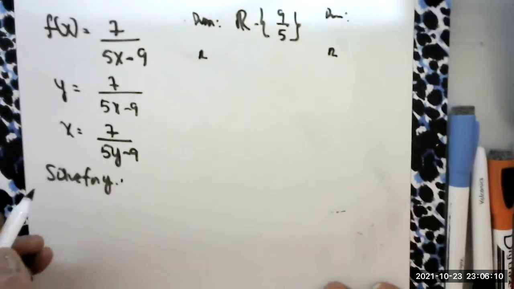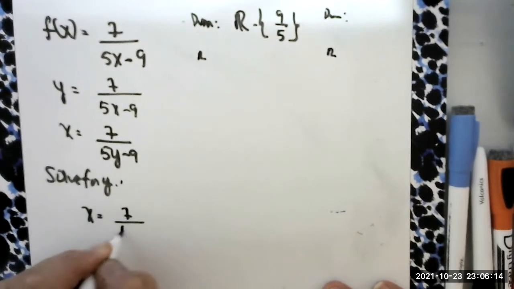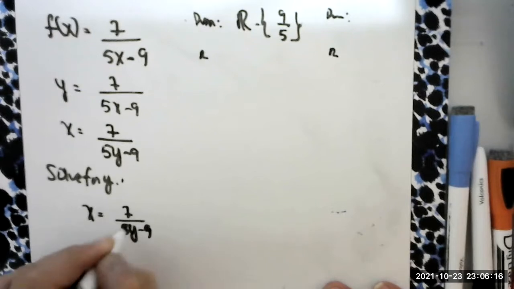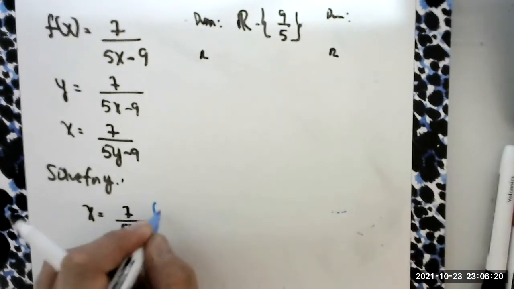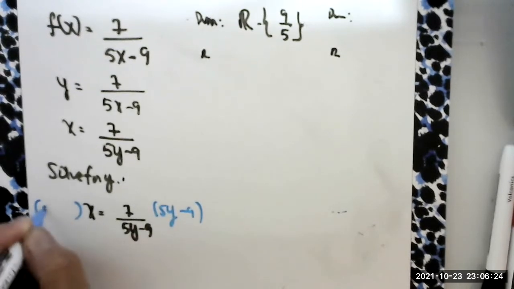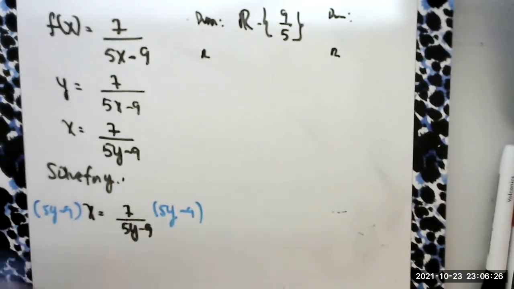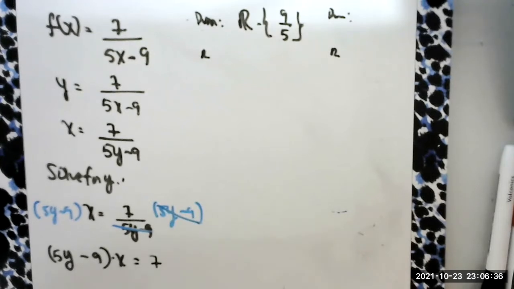How do I solve for y? x equals 7 over 5y minus 9. We are experts at this point. We need to multiply by the LCD, 5y minus 9. This over this, adios. So now we have (5y minus 9) times x equals 7.